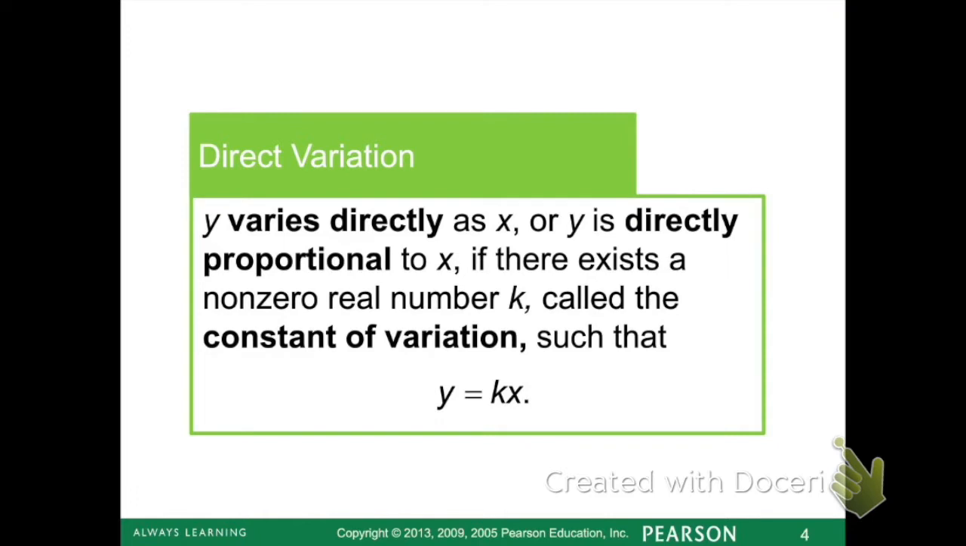So here's our formal definition. Y varies directly as X, or you can say Y is directly proportional to X, if there exists a non-zero real number K, which we call the constant of variation, such that Y equals K times X.